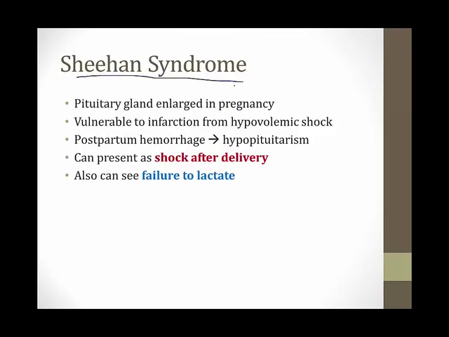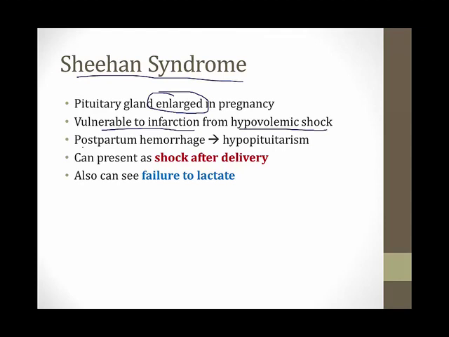Sheehan syndrome is a form of hypopituitarism that occurs after childbirth. Remember that the pituitary gland becomes enlarged in pregnancy due to increased production of prolactin. The blood supply, however, stays the same. This leaves the pituitary gland vulnerable to infarction from hypovolemic shock.